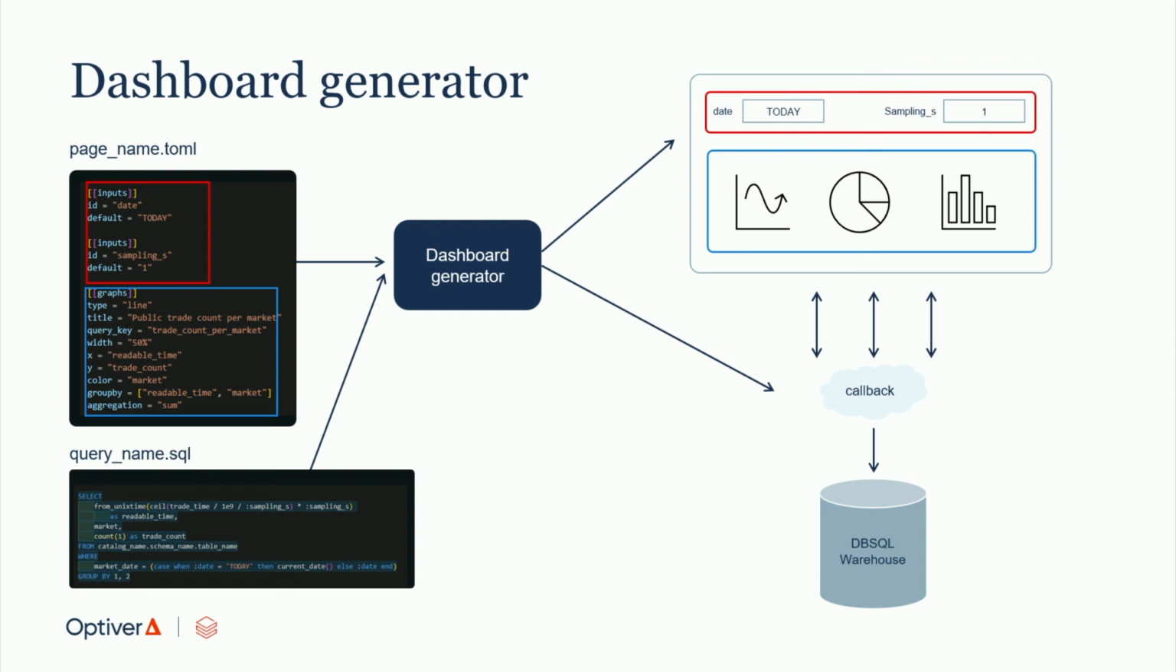Together, these two fit into our dashboard generator, which produces an input form with sensible defaults, a set of standardized visualizations, and live interaction through a callback layer connecting to the Databricks SQL warehouse. This design brings several benefits. First, the dashboards are modular and easy to maintain. SQL logic is now reused and not duplicated. And dashboard changes are now made in config instead of in code, which is more accessible to our researchers.